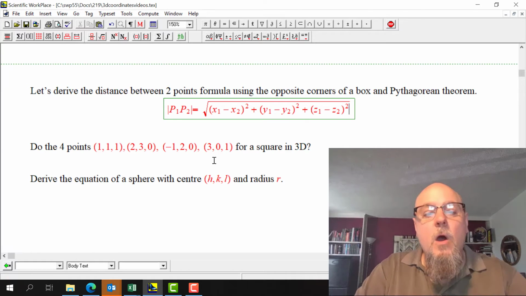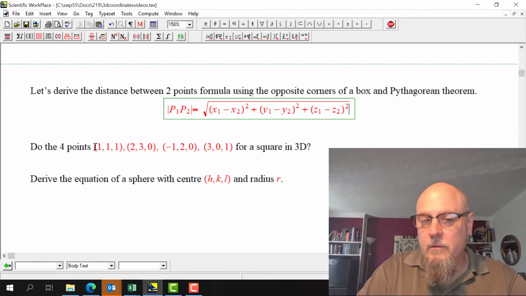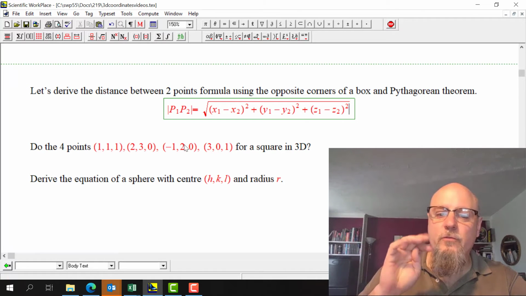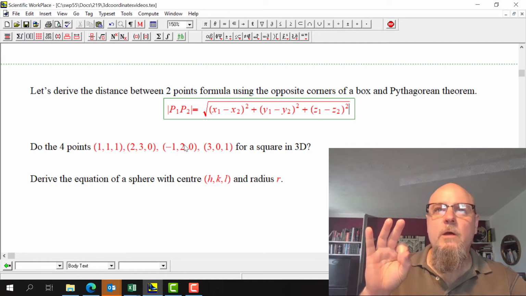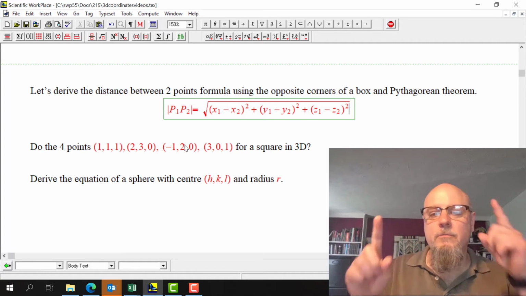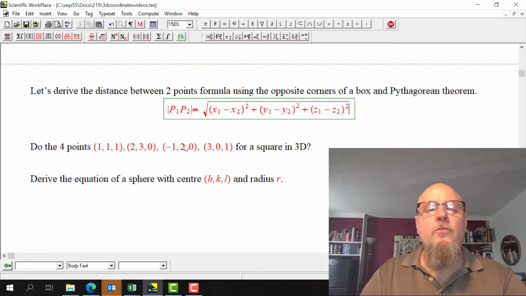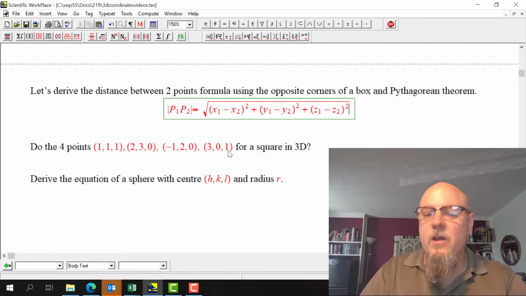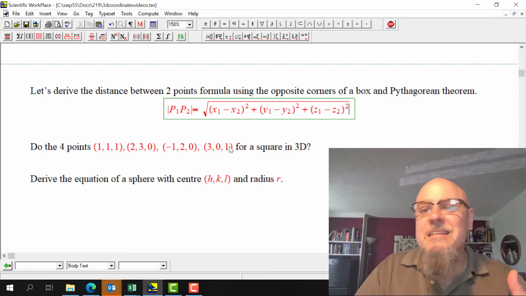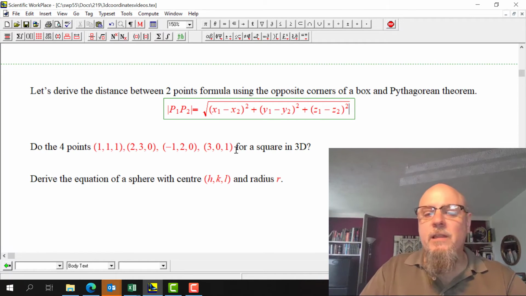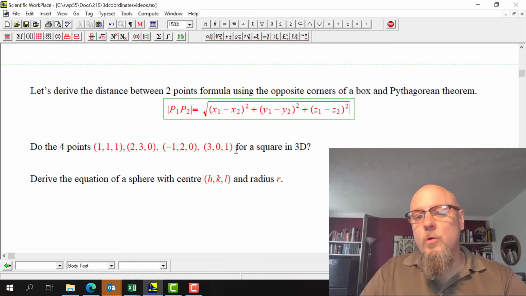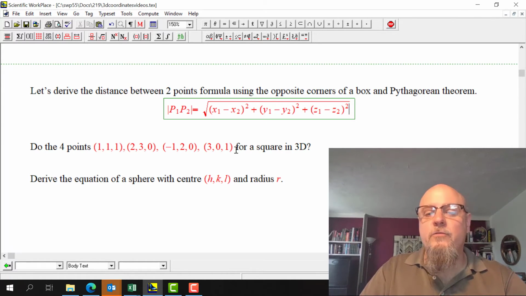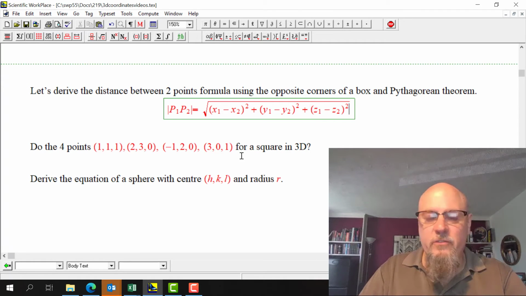In other words, we grab some pairs of these points. There are 4 points to pick for the first point, and 3 points to pick for the second point. So 4 times 3 is 12, divided by 2, because first or second doesn't matter. So there are 6 different ways that I can pick pairs here, so there are 6 distances to calculate. If this is a square, 4 of them should be the same, and the other 2 should be the square root of 2 times the shorter distance.